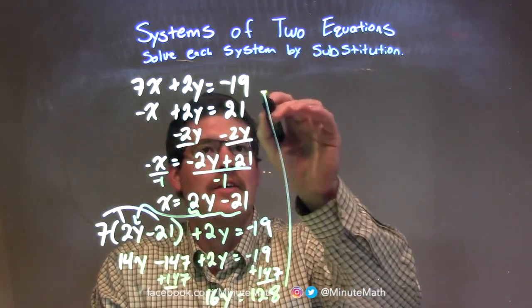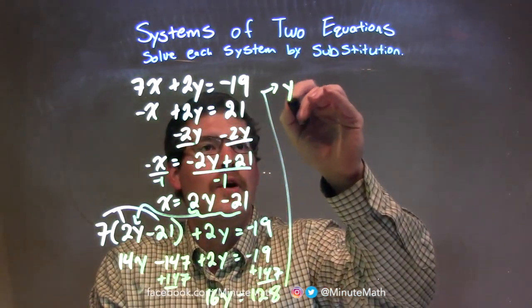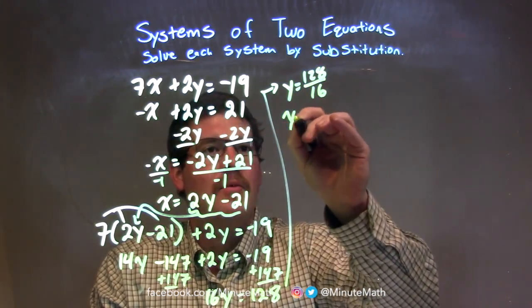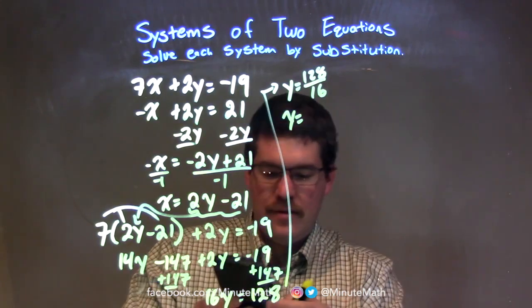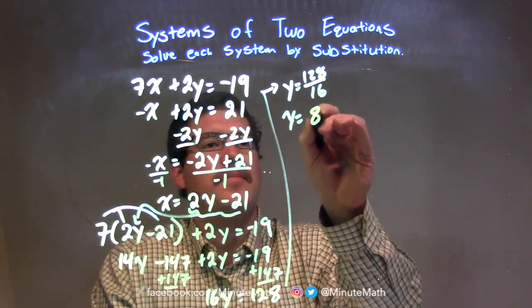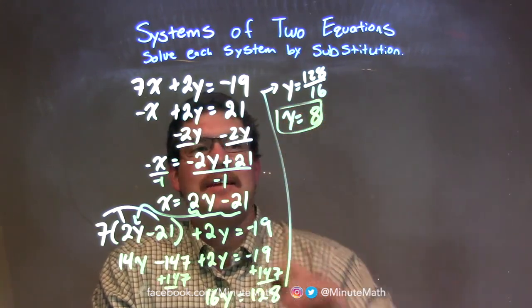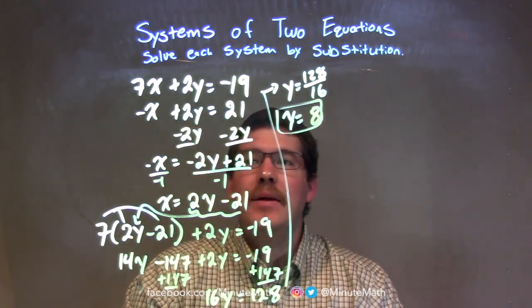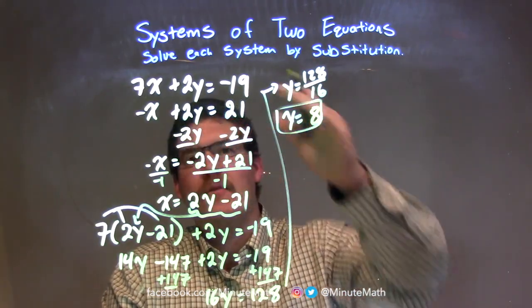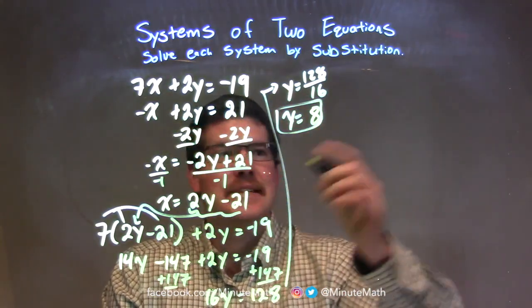So let's go finish that right up here. Okay. We have y equal to 128 divided by 16. And so y is equal to, and that 128 divided by 16, which I had there, is an 8. Okay? So we have y is equal to 8. Well, now we need to find what x is equal to. So I'm going to plug that y of 8 into one of my equations.